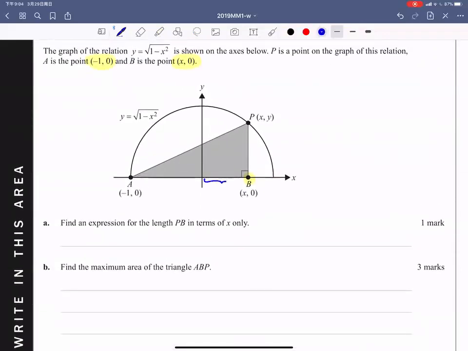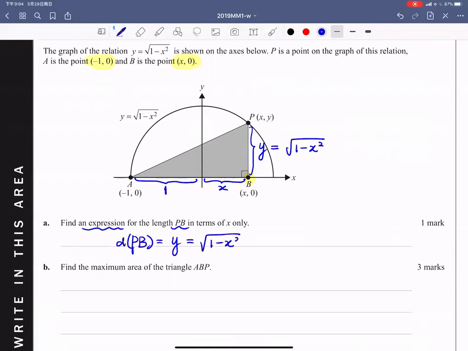So, this is x. Length of this length is 1. If this one is y, okay, that should equal to square root of 1 minus x squared. All right. So an expression for the length PB. Length PB equals y, which is square root of 1 minus x squared. Notice that the domain should be minus 1 smaller than or equal to x smaller than 1.